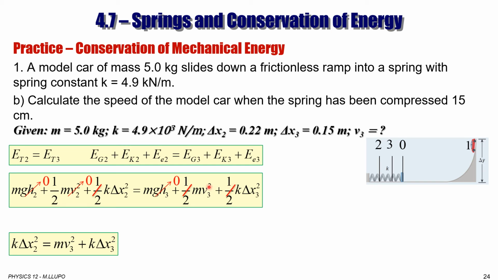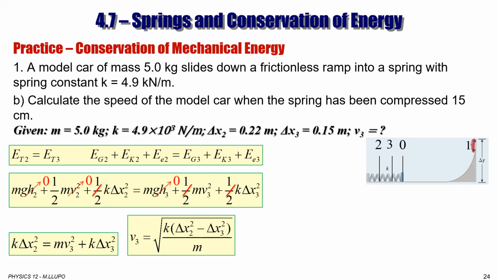And what is left here is mv3 squared plus kx3 squared. So that's why we write it here. And then we can solve for v3. So v3 is the square root of k(Δx2 squared minus Δx3 squared).